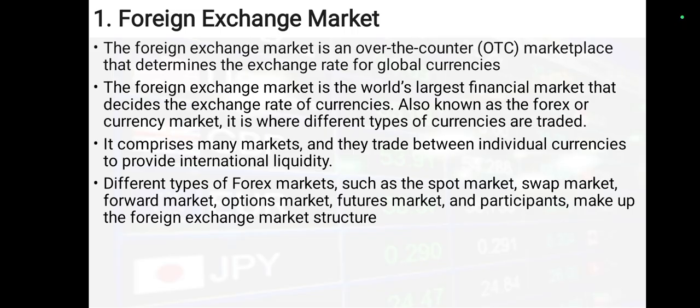Next, the foreign exchange market is the world's largest financial market that decides the exchange rate of currencies. Foreign exchange is when one country's currency is converted into another country's currency. I gave an example: if you're doing business with the US government or US people, importing or exporting, then you need to pay in US dollars. If the US is importing from our country, they need to pay in Indian rupees, and vice versa. If you're doing business with Russia, you need to do it in the euro currency.